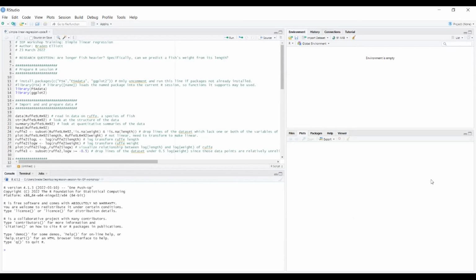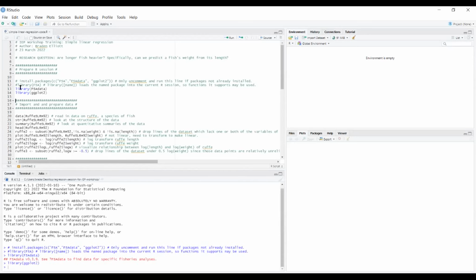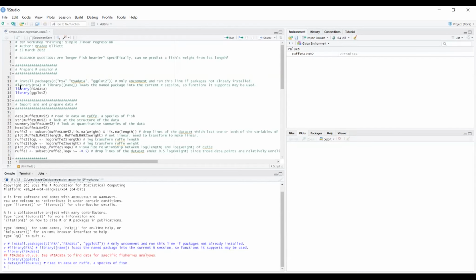And then in the bottom right, you'll see some pictures pop up when we draw plots. So let's do a little bit to prepare our workspace by loading a couple libraries. And then let's pull in some data from one of those libraries. Let's interrogate this data a little bit.